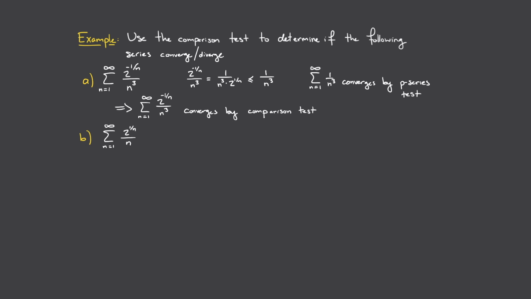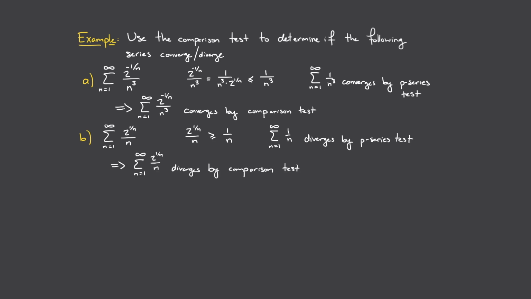So, our job is now to find a smaller series that we know diverges. It actually turns out to be a little simpler in this case. Since 2 to the 1 over n is bigger than 1, we have that 2 to the 1 over n is bigger than 1 over n. And then, just like we said before, the sum from n equals 1 to infinity of 1 over n diverges by the p-series test. And so we have a smaller series that diverges, and so the original series must diverge as well.